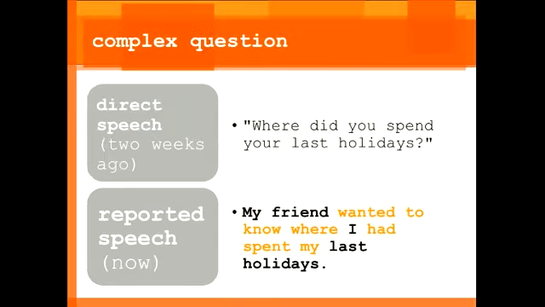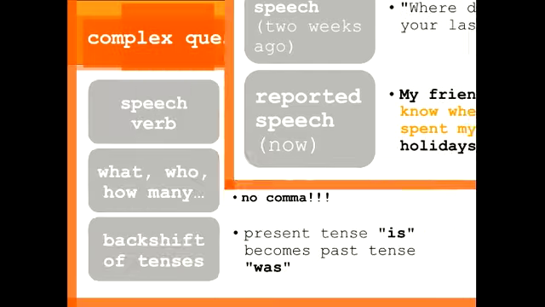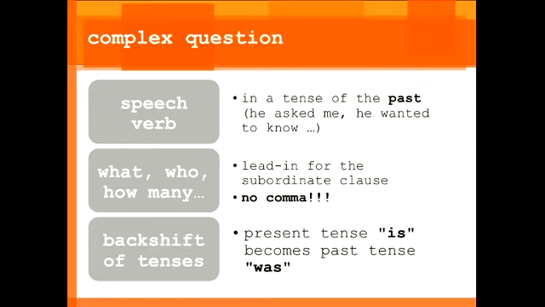Let's have a look at the complex question. Again, 2 weeks ago somebody said, where did you spend your last holidays? And in the reported speech we would now say, my friend wanted to know where I had spent my last holidays. Again, we have a speech verb as before. It should be in a tense of the past, so we would typically lead into the sentence with he asked me or he wanted to know.